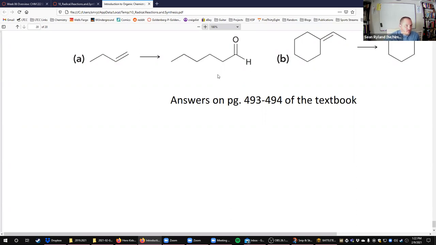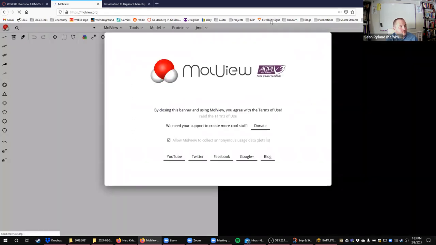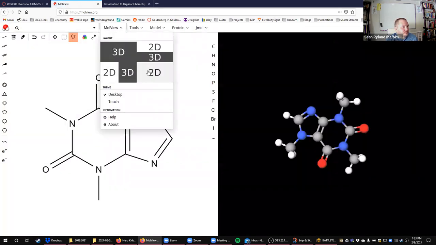So at the very least, we can say, okay, I know that what we're going to start with is going to look like that same molecule, but with a carbon where the oxygen is, or some version of that. So let me pull up MolView here.